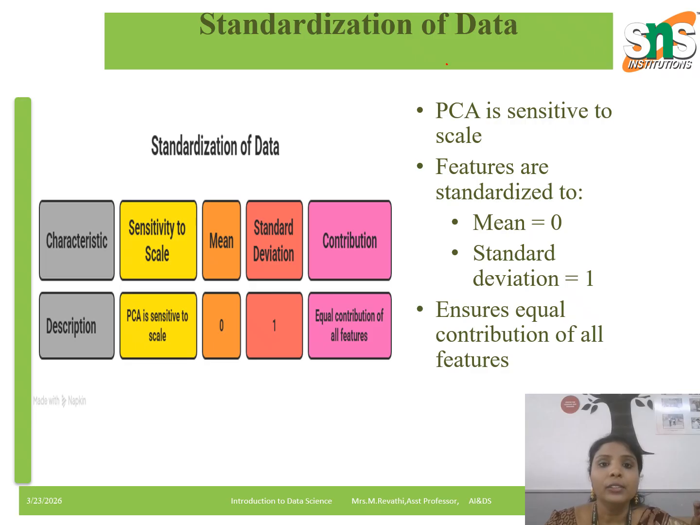Next we see the standardization of data. Before applying PCA, we need to standardize the data. Standardization means converting the data so that the mean becomes 0 and the standard deviation becomes 1. Why do we do this? Because PCA is sensitive to scale. If one feature has larger values than others, it will dominate the result. So we make all features equal in scale.